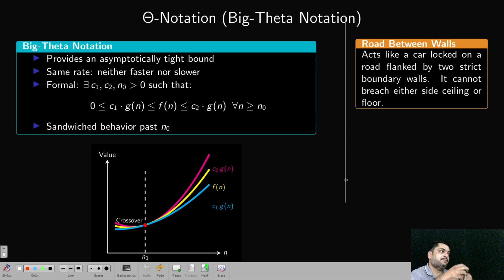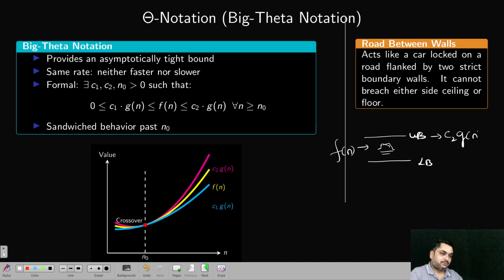So theta bound is also called a tight bound because you can imagine a car moving between a lane. So this is my upper bound and this is my lower bound. So my car is moving here. This is your function f of n. This is the upper bound, say some c2 into g of n. Here it is c1 g of n. If you observe here, this g of n remains the same for upper bound and lower bound. So then we can say f of n is theta of g of n.